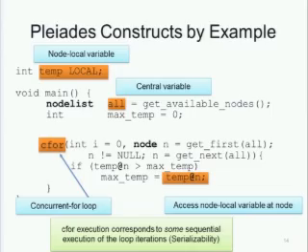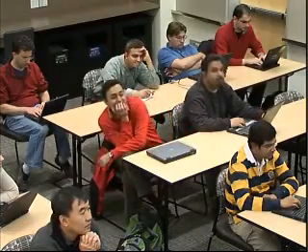I'm confused. Where does this main execute? Does it execute on every node? Does it execute on just one node at a time? I'll come to that, but basically what it does is migration. You move the execution of this main function. But that's just the next thing I'm going to talk about. So concurrent for loop basically means that this for loop corresponds to some sequential execution of the loop iterations, although this execution may not necessarily be in order.